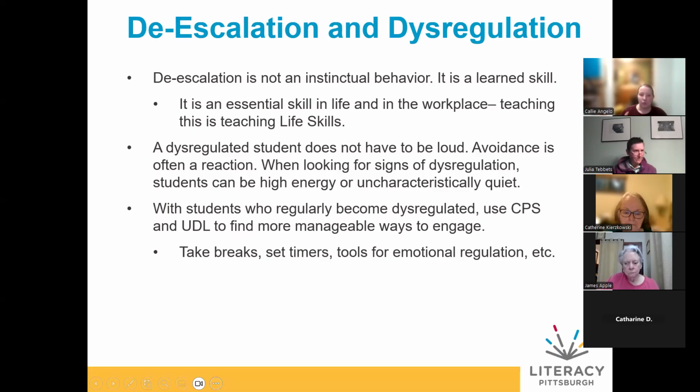With students who more regularly become dysregulated, use CPS and UDL to find more manageable ways to engage. Identify if there's a pattern causing the dysregulation, and maybe utilize some common interactions like taking breaks, setting timers for tasks, giving more consistency, or changing the time of day that you're meeting, a bunch of general interaction opportunities there.